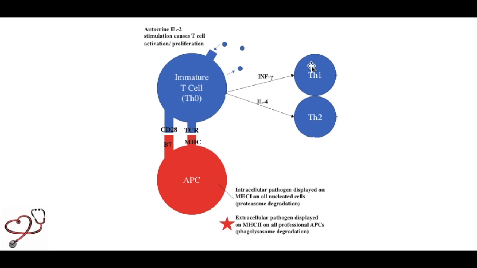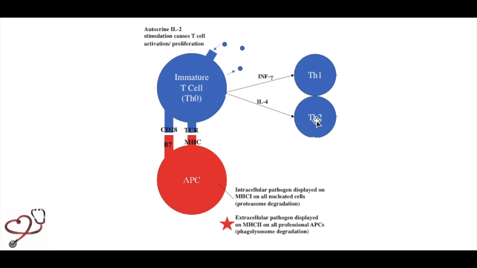And whether or not the Th0 cell or the immature T cell will become this type of cell or this kind of cell depends on the cytokine environment. So if there's a lot of interferon gamma around, which is secreted by macrophages and dendritic cells, it will turn into a Th1 cell. Alternatively, if there's a lot of IL-4 in the environment, which is secreted by B cells, then it'll become a Th2 cell.